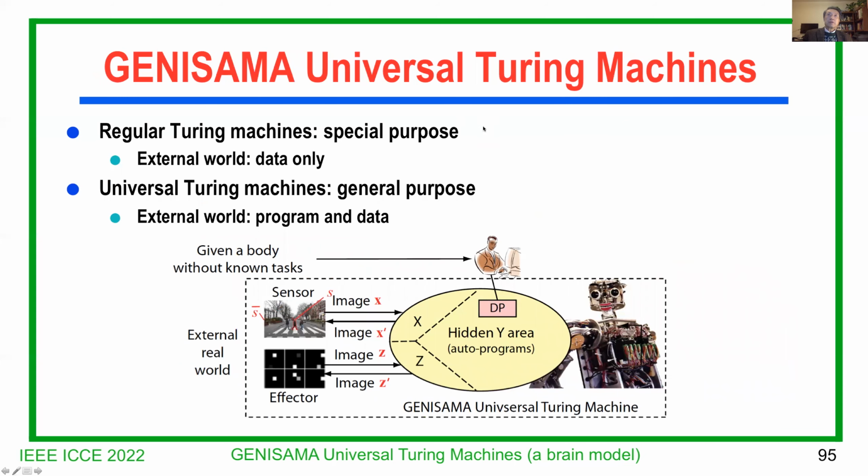And the GENISAMA Universal Turing Machine is like you do not have a known task. The regular Turing machine is special purpose, and in the universal Turing machine you have special purpose programs and general purpose programs all embedded in the same network. We call it DM. Then the DP, I will talk about DP. DP is the program to develop the DM.